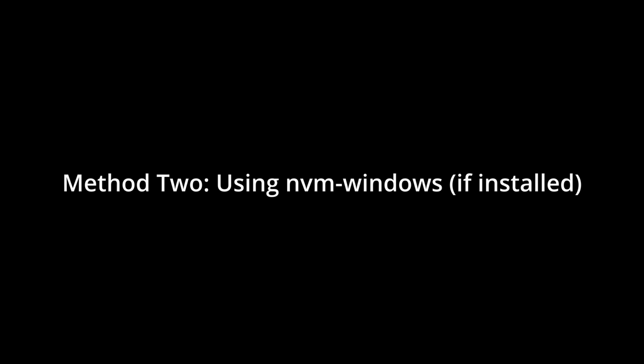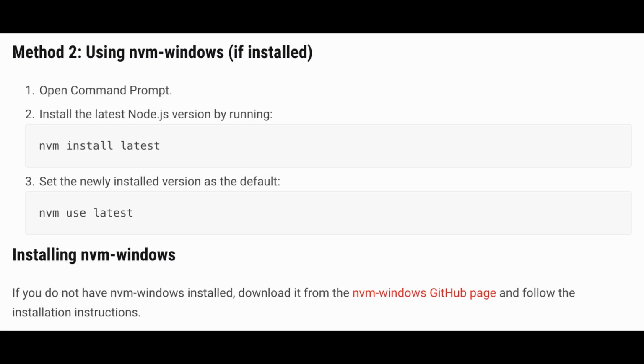Method 2, using nvm-windows. If installed, open command prompt, install the latest Node version by running nvm install latest, then set the newly installed version as the default by running nvm use latest. Installing nvm-windows: if you don't have nvm-windows installed, download it from the nvm-windows GitHub page and follow the installation instructions.